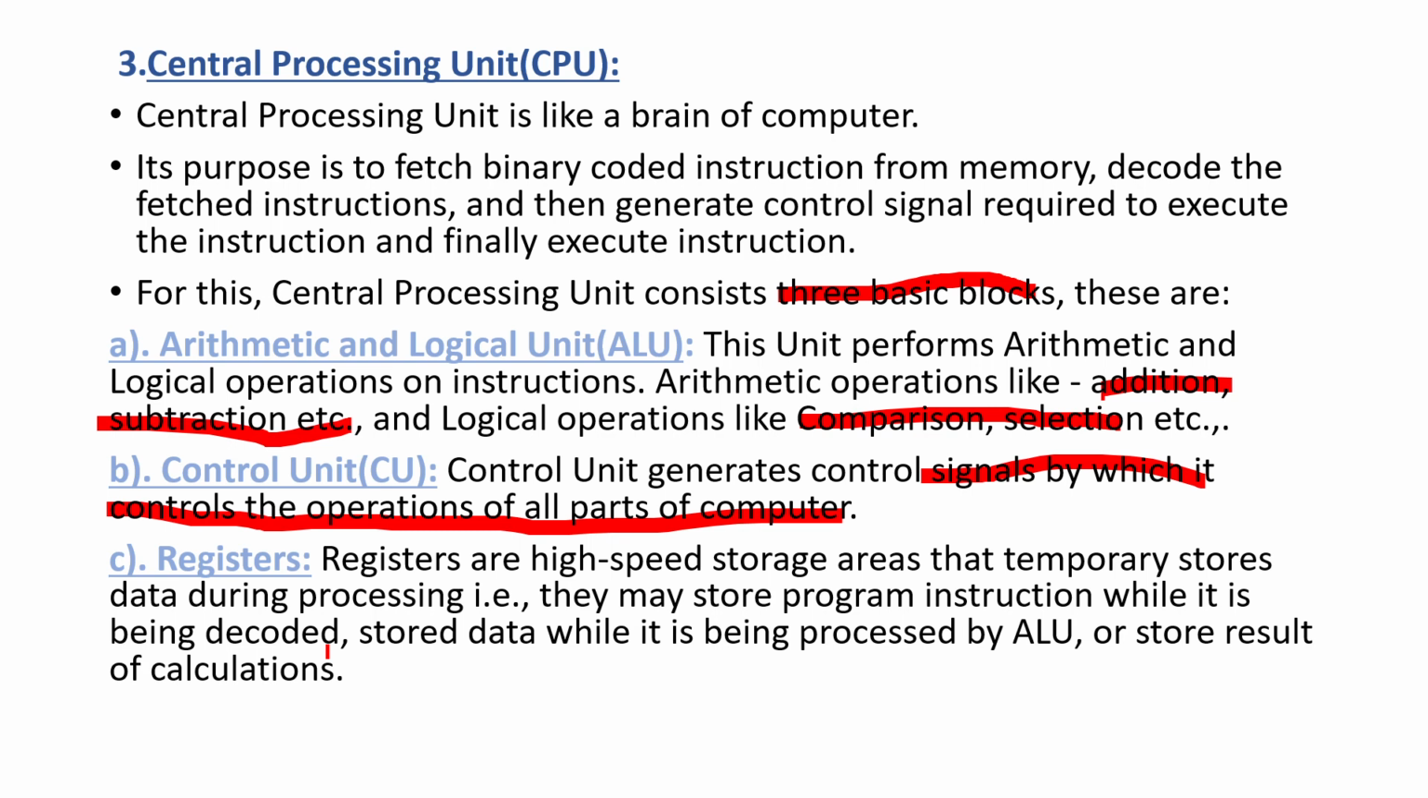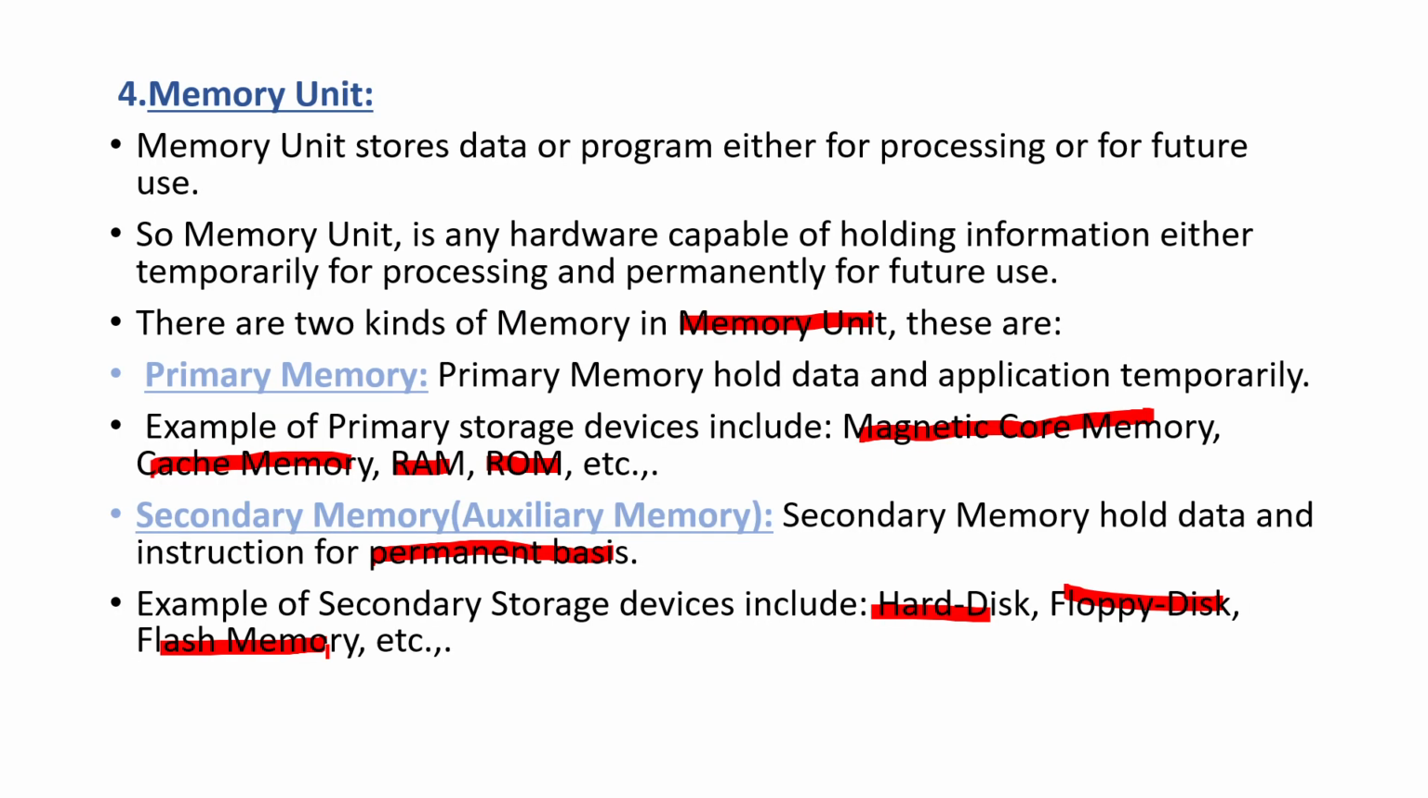It consists of three parts. That is ALU, which is also known as arithmetic logical unit, and it is capable of doing logical and arithmetic tasks. Second is control unit, which controls all the signals from all the parts of the computer. Third is registers, which are the high speed storage area which stores the information during processing for a temporary period of time. Next, fourth, that is memory unit. Memory unit stores the data either for processing or for future use.